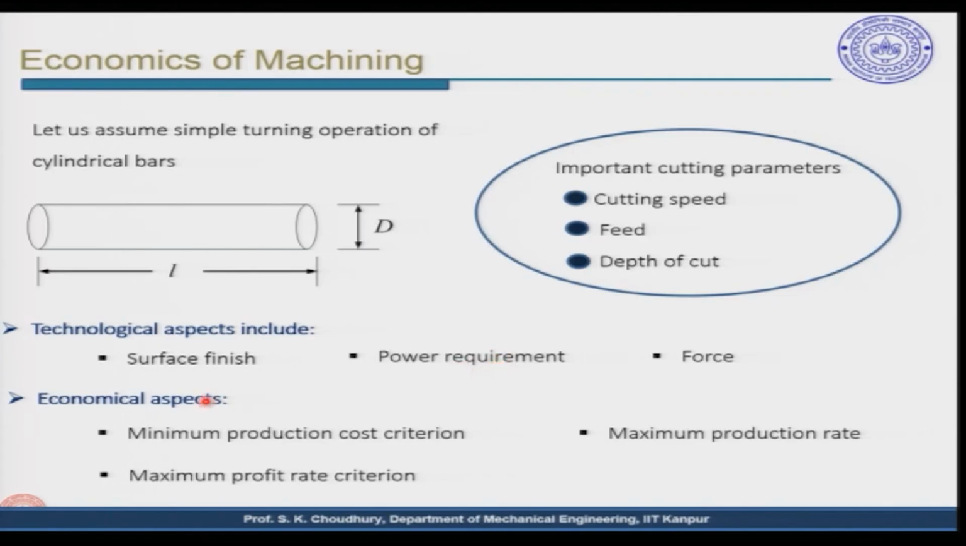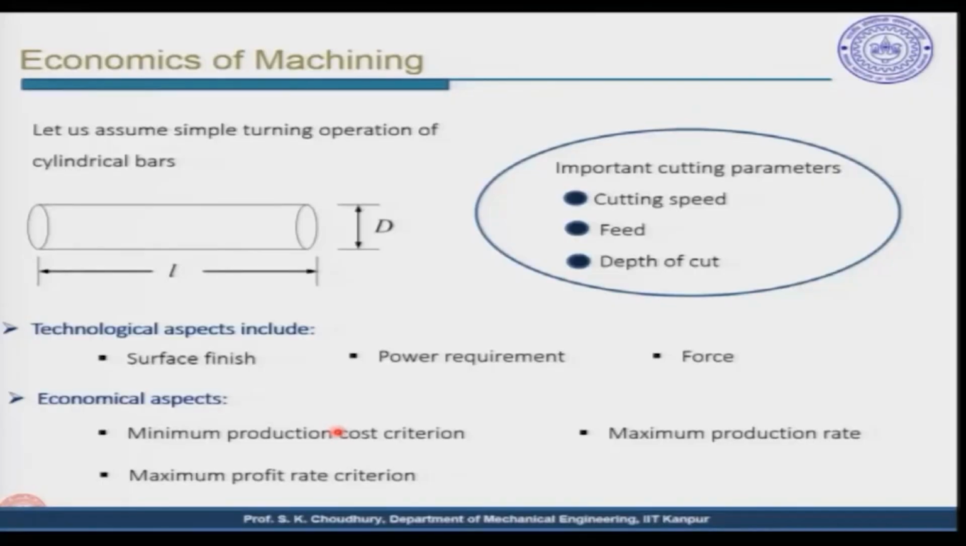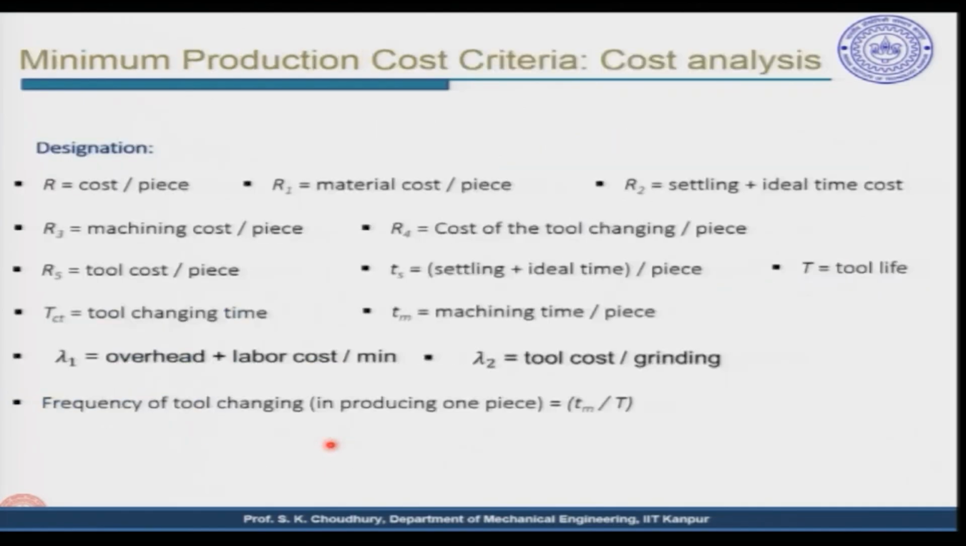Now, the economical aspects that we have not discussed, we will discuss in the economics of machining. That is the minimum production cost criteria, how to select the optimum cutting parameters to have the production cost minimum, or the maximum production rate, how to select the optimum cutting parameters so that we have the production rate as maximum or the profit rate as maximum. Let us see this. Let us take first the minimum production cost criteria.